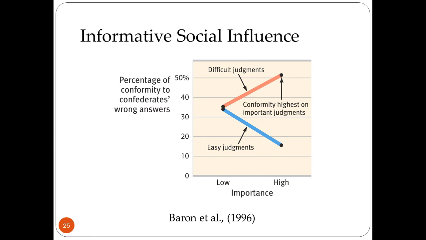However, if it's a difficult decision, then that conformity actually increases because they want to do the right thing. So conformity is highest for important judgments that are very difficult to determine. That is a little disconcerting, because if people have false information, then they often conform in a way for really important decisions that are really difficult, that could lead to bad outcomes. It's a little disconcerting, but there it is.